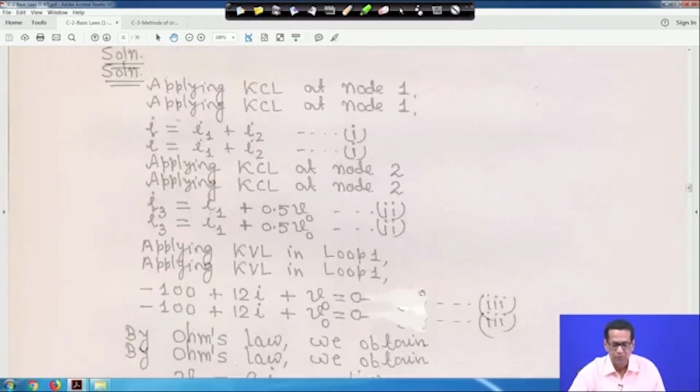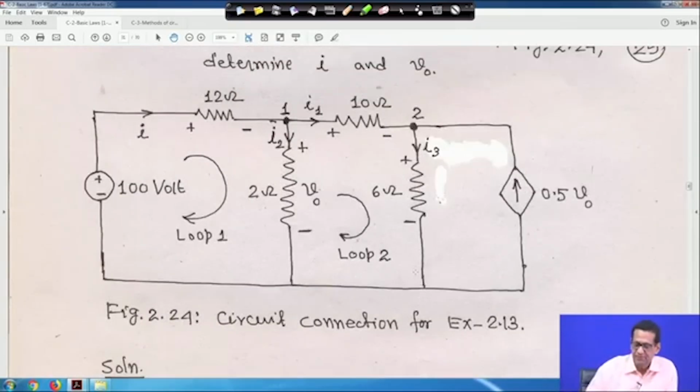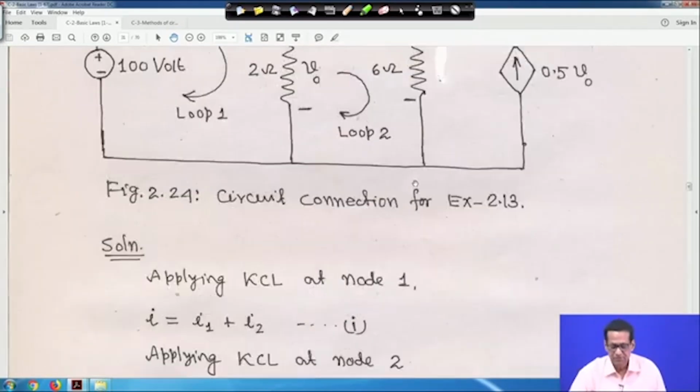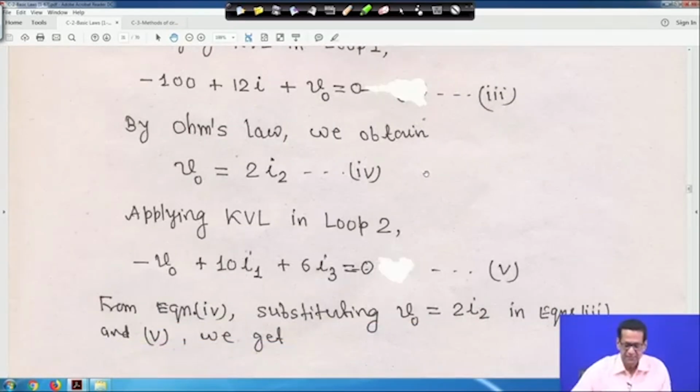Now apply KVL in loop 2, moving in the clockwise direction. First you encounter the minus sign of V0, the voltage across the 2 ohm resistance. So it will be minus V0, plus 10 into I1, then plus 6 into I3, because the current through this branch is I3. So minus V0 plus 10 I1 plus 6 I3 is equal to 0.